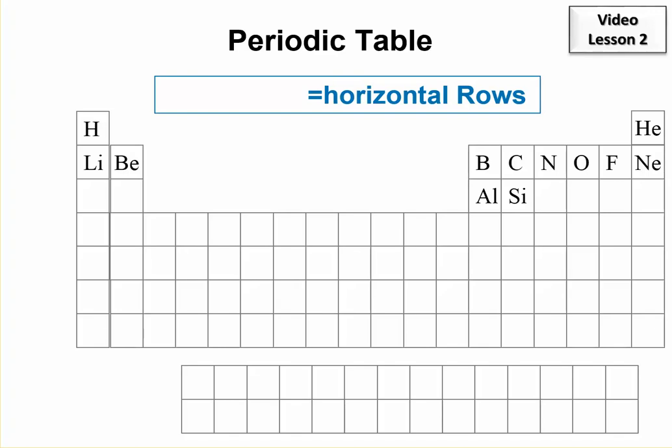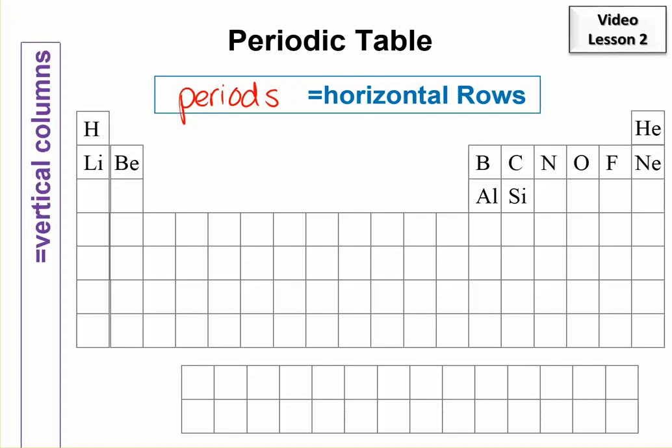The horizontal rows, in other words, going across like this, even up here where it doesn't continue, those are called periods. The vertical columns, moving up and down, this is called a group. So the vertical columns are groups.